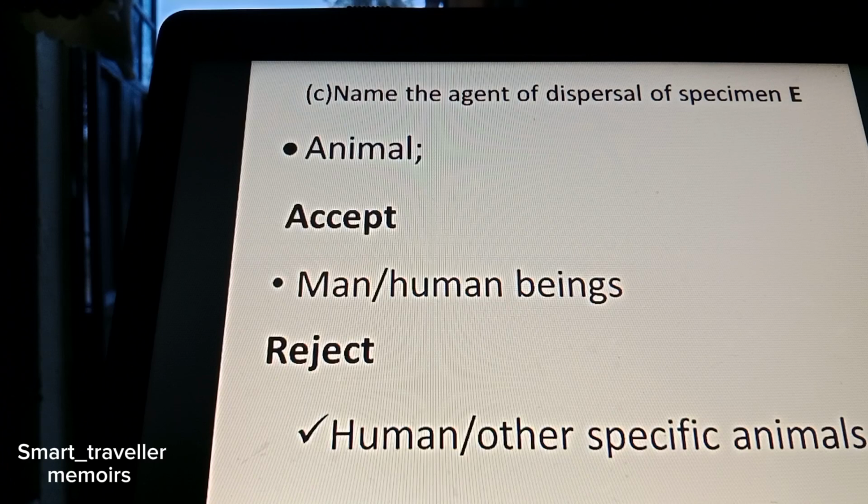Name the agent of dispersal of specimen E. Animal. Accept man or human beings. Reject human without human beings, or reject other specific animals.